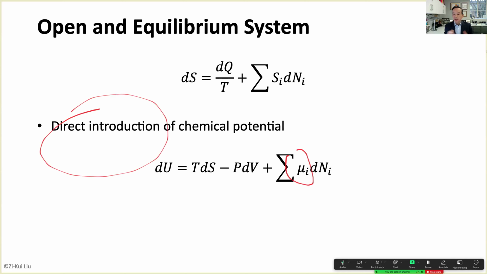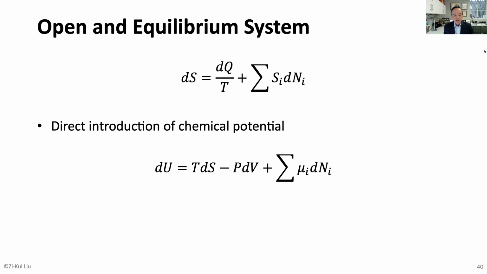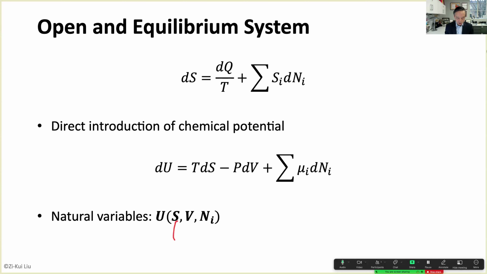You get a mu i. So each component has some energy, a chemical potential. You can say it's chemical energy too. And then the internal energy becomes a function of three variables: entropy, volume, and Ni. Ni is one variable for each component. So we call them natural variables, because they naturally show up from the combined law.